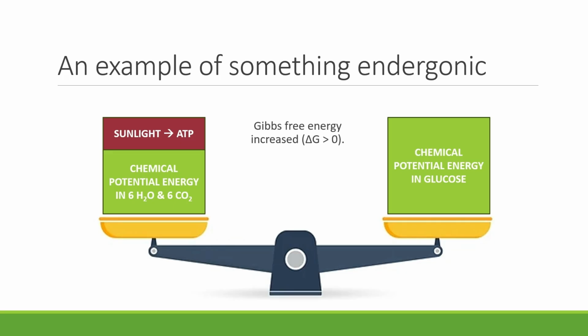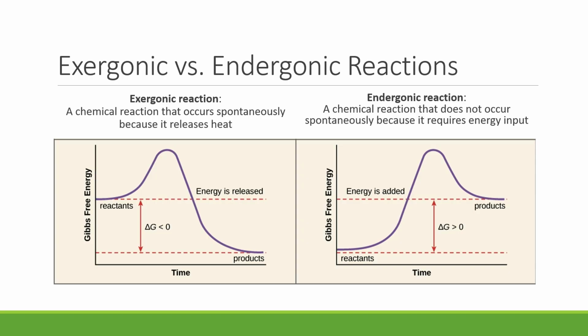It increased, meaning that the delta G is greater than 0. It's a positive number. So, this reaction is not spontaneous. It requires energy input. To finish off this discussion of exergonic versus endergonic reactions, I just want to give you a quick look at what the free energy diagrams look like side by side for an exergonic and an endergonic reaction. Exergonic is on the left. As you can see, there's an overall decrease in free energy. Endergonic, which is on the right, shows an overall increase.